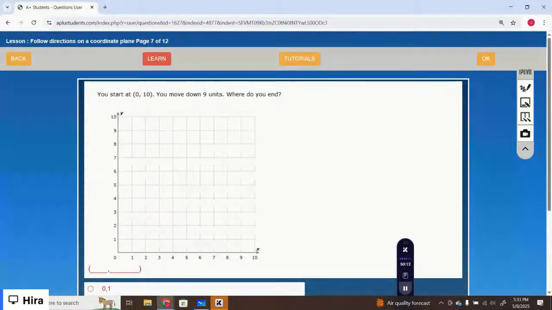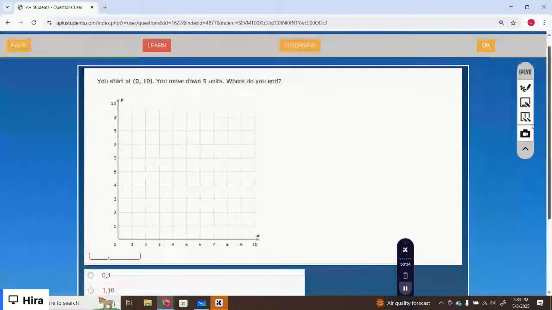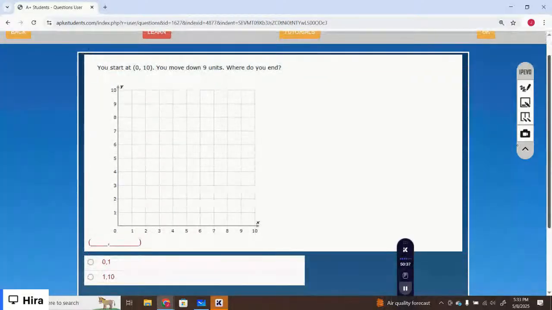You start at (0, 10). You move down 9 units. Where do you end? X is 0, Y is 10. You move down 9 units. That is (0, 1). Option number 1 is the correct option.